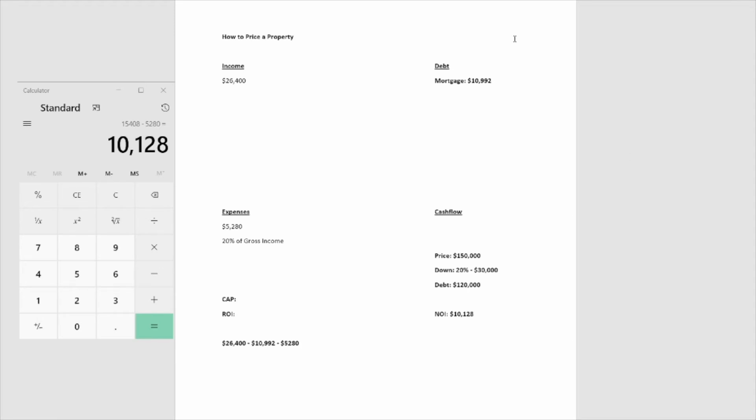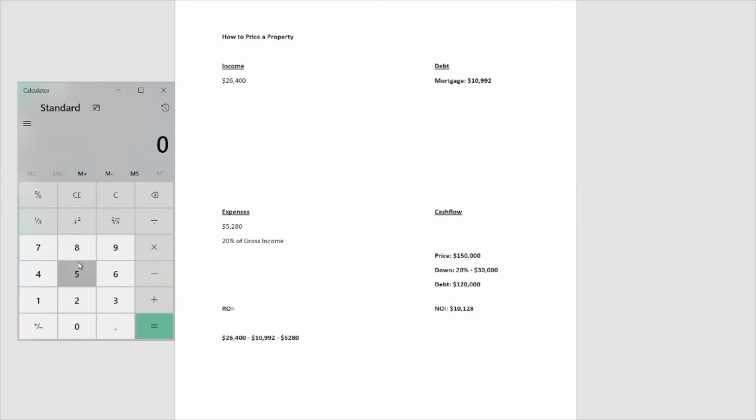Already, just by looking at these numbers, we put down $30,000 and we're going to make about $10,000 per year. That is a pretty damn good investment. The most important thing is going to be your return on investment, because we're not working for free here. We want a great return every single year. So in order to find this, you're going to take your net operating income, which is $10,128, and you're going to divide that by how much money you put down, which in this case was $30,000.